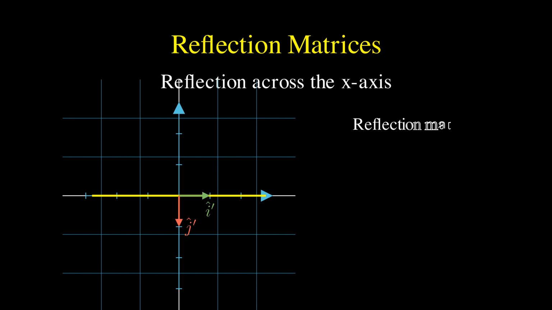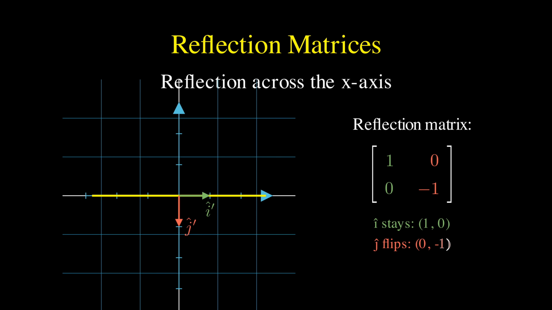The reflection matrix is simply these two column vectors, 1 and 0 for where i lands and 0 and negative 1 for where j lands, giving us the matrix with 1 and 0 in the first row and 0 and negative 1 in the second row.